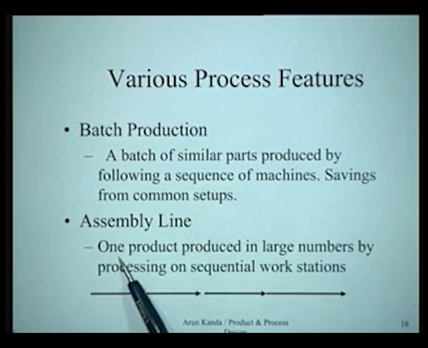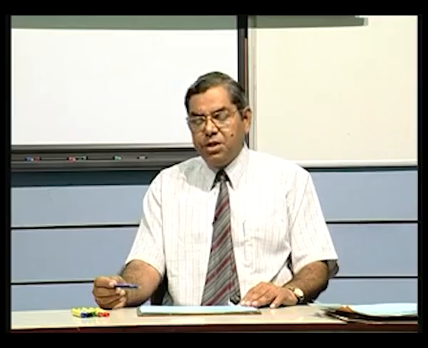In an assembly line, you have one product produced in large numbers by processing on sequential workstations. That means first it is processed on one, then it goes to the next, then it goes to the next, and so on. And the obvious advantage of this is that the flows are very smooth and the volumes can be large. The production times are reduced. Why are production times reduced here?